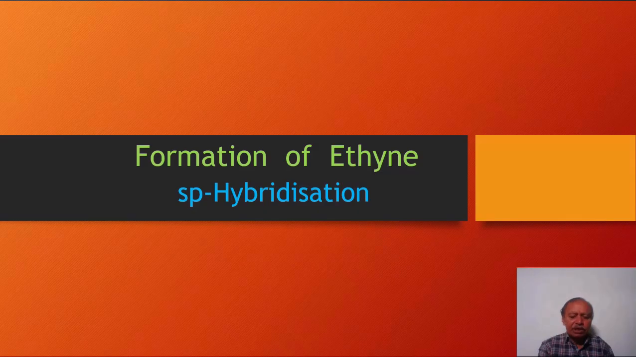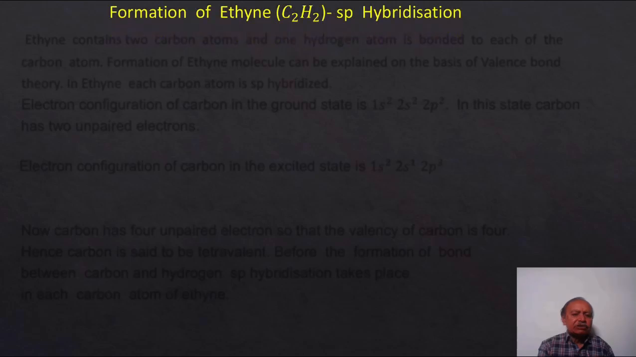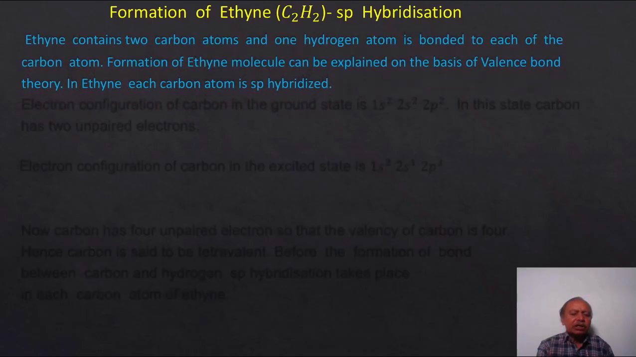Now the formation of ethyne is explained on the basis of valence bond theory. You know the formula of ethyne is C2H2. It means it contains 2 carbon atoms and 2 hydrogen atoms. One hydrogen atom is attached to each carbon atom, and valence bond theory is used to explain the formation of ethyne. Both the carbon atoms in ethyne are sp hybridized.